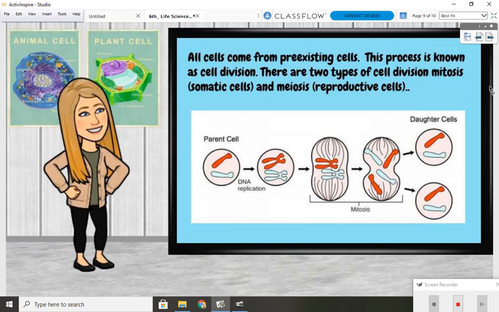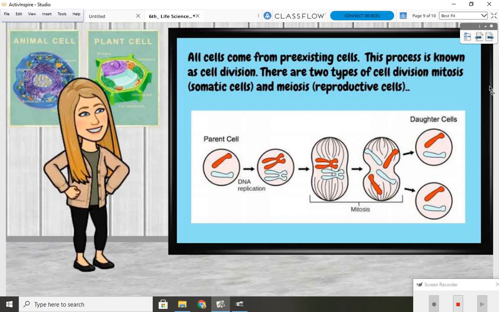So here is an example of cells coming from cells, and that was part of our cell theory. All cells come from pre-existing cells, and this process is known as cell division. There are 2 types of cell division: mitosis, which occurs in somatic cells, and meiosis, which occurs in reproductive cells. So let's talk about the difference between somatic cells and reproductive cells.